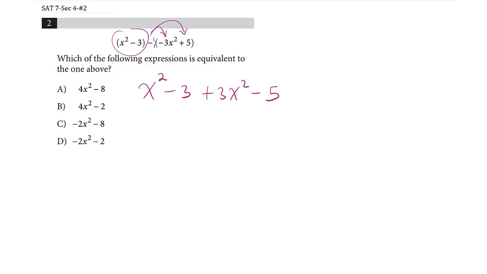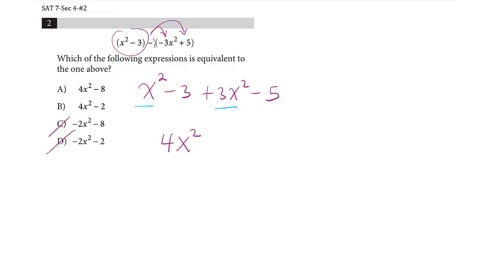So we'll look for like terms. We have x squared and 3x squared added together. That's going to be 4x squared. Once again, keeping up with the trend, we can eliminate c and d because they don't have the 4x squared. Now we've improved our chances for getting this question right 50%.